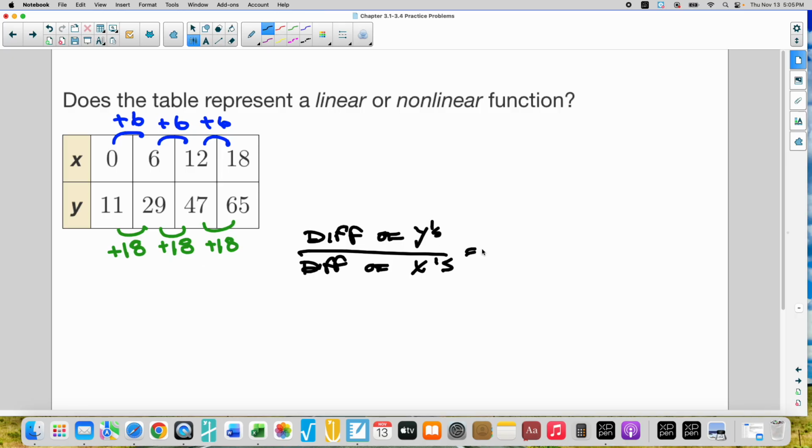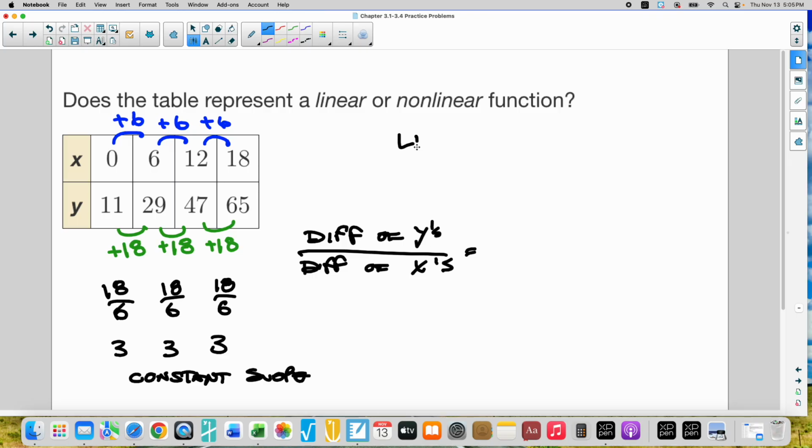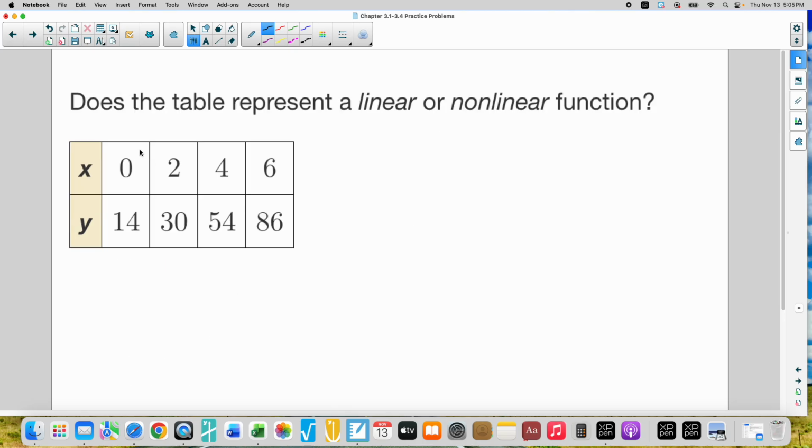So my y's is 18 over 6, which simplifies to 3. That's 18 over 6, which is 3. This is 18 over 6, which is 3. So the slope between these points is 3, and that's a constant slope. So it is linear with a slope of 3. So let's do it again.